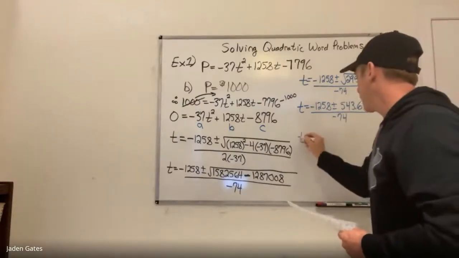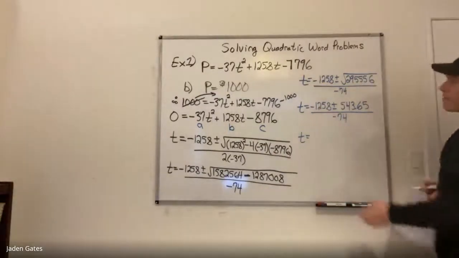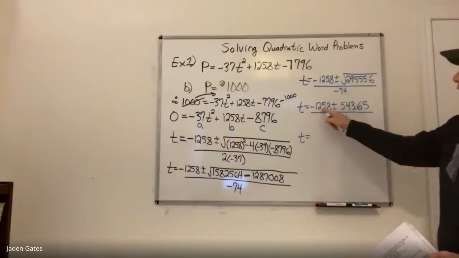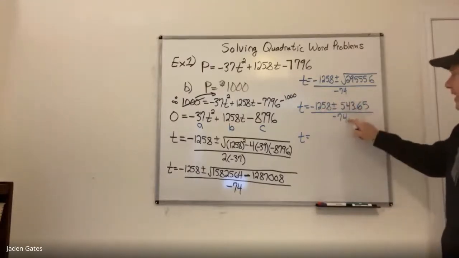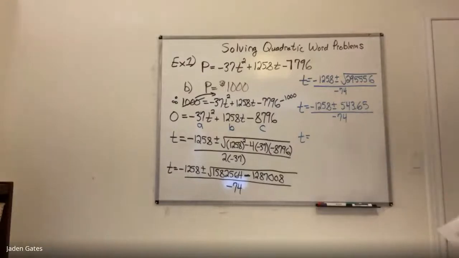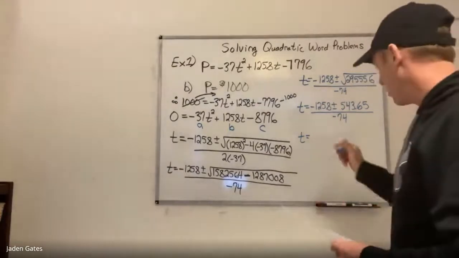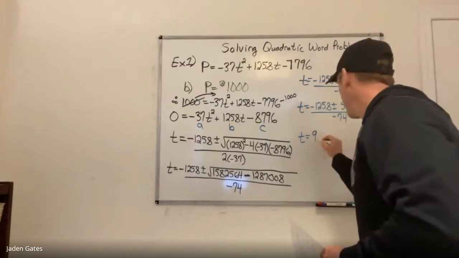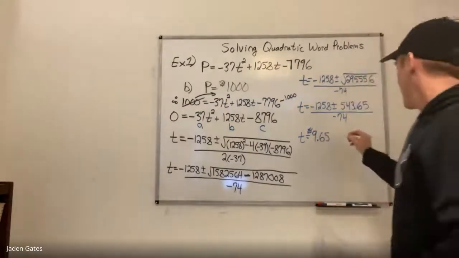All right, so now you have to, again, come up with my two answers. So the first answer, I'm going to take negative 1258 plus 543.65. And again, the last thing I'm going to divide by is negative 74. And so when I do that, I actually get, let's see here, $9.65.